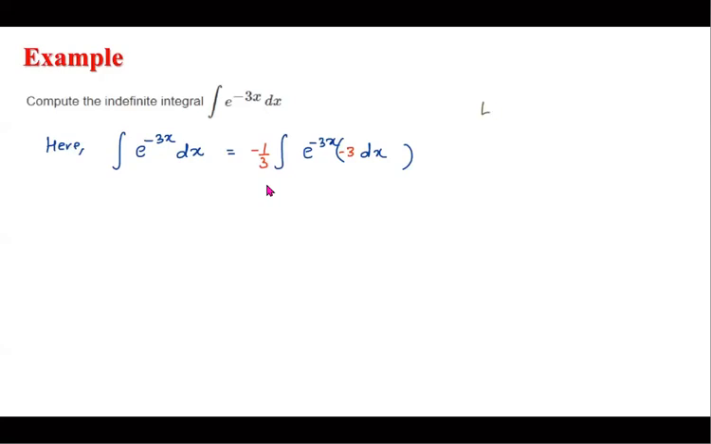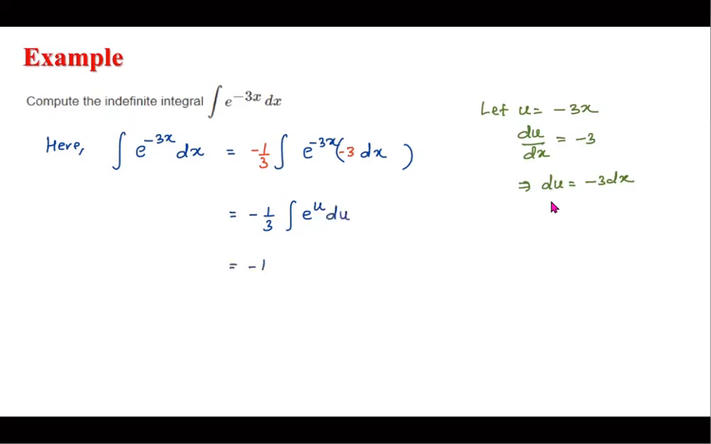So we say that u is equal to -3x. So we are differentiating u with respect to x, which is equal to -3. And if we multiply on both sides by dx, you get du equal to -3 dx. And this -3 dx is the same as the value here in the parenthesis. So the substitution will be easier. So we have -1/3 integration of e raised to u, and then -3 dx is a du.